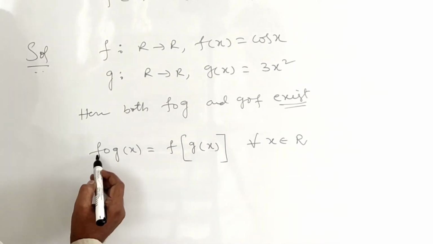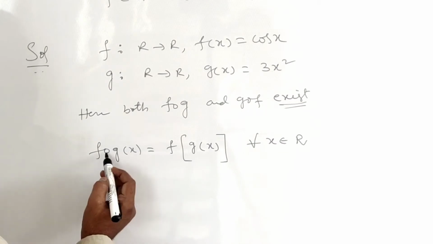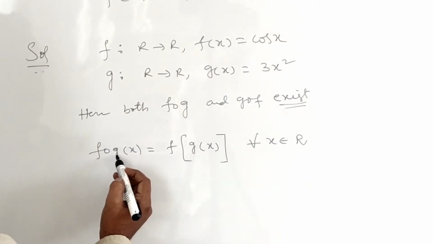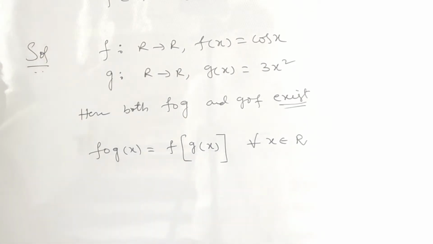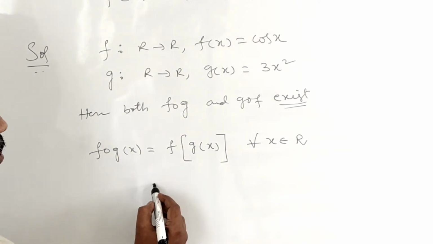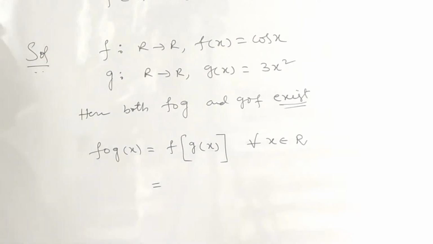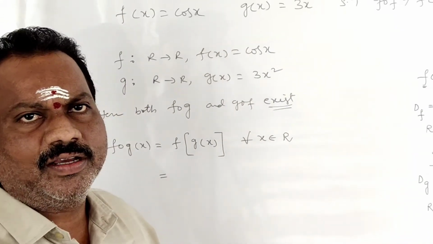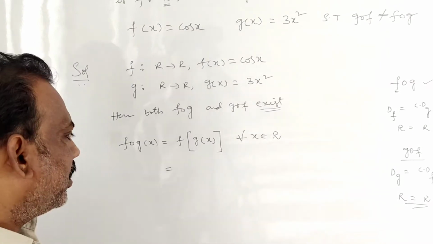Remember this, students. For the first function, instead of the circle, remove it and put a bracket. After that G, next x. This is the formula. Now how to simplify this problem? These problems are important at PU level. They will ask 2 marks questions in the examination. So be thorough with that.